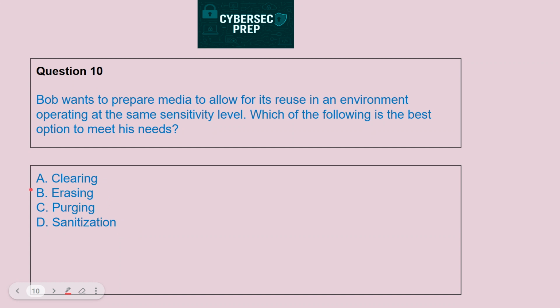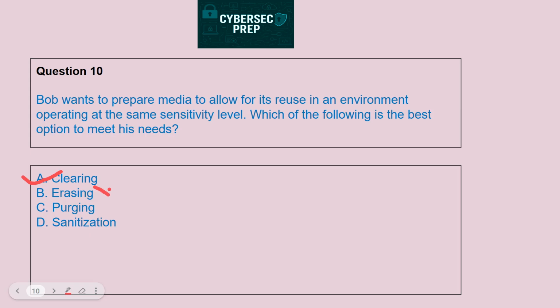So clearing, what is clearing? Clearing means preparing media for reuse, right? When media is cleared, unclassified data is written all over the addressable locations of the media. Once that is done, the media can then be reused, right? So this is the purpose of clearing. Now I'm parking this as the correct one, but let's see the other options, right? Erasing. What is erasing? Erasing is a process of deletion of files or the media and may not include all of the data on the device or media, making it the worst choice here, right?